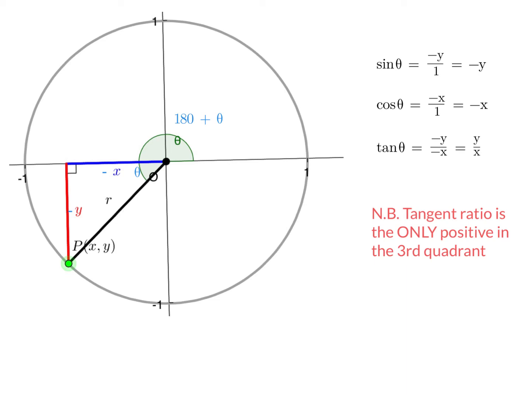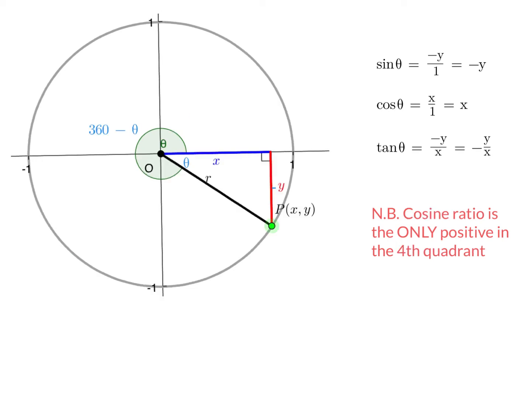So we focus on the positive to give us our little hint in this quadrant. Tan ratio is the only positive in this third quadrant. And finally, the fourth quadrant, the angle theta again, from the positive x-axis, is 360 minus theta. Y is negative, whereas x is positive. So you've got sine theta is negative y, cos theta is x, and tan theta is negative y over x. So sine and tan in this quadrant are negative, cos is positive in this quadrant.